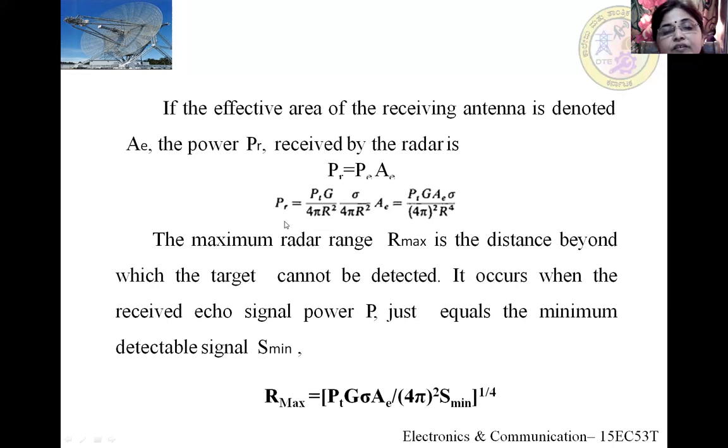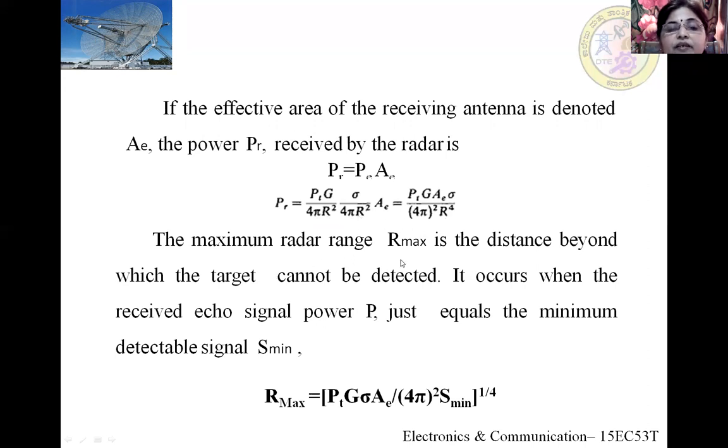So let us substitute the things. PR is equal to, the value of P is substituted here, that is PT G divided by 4 pi r square into sigma by 4 pi r square into AE, which is equal to PT G AE sigma divided by, here you can see 4 pi into 4 pi is nothing but 4 pi the whole square. Then r square into r square is nothing but r to the power of 4.